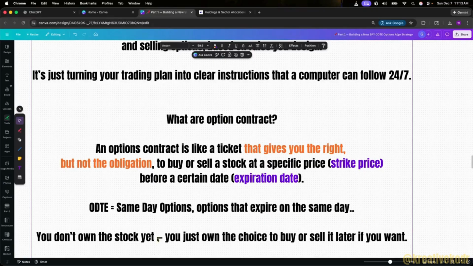So with an option contract, we don't own the stock yet. We just own the choice whether to buy or sell it later, depending on how the market does.